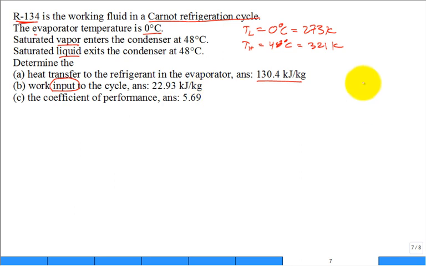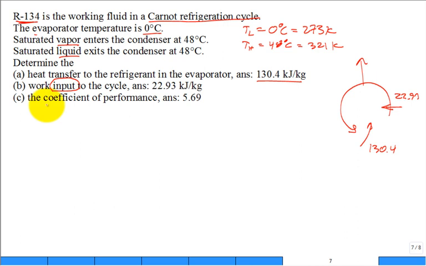So for every kilogram that goes in the loop, you're picking up in the evaporator 130.4 kilojoules. And for every kilogram that goes in the loop, you're having to supply a work of 22.93 kilojoules. And guess how much has to be dumped off for conservation of energy? You add the 130 and the 22.9, and that's what you have to throw out.